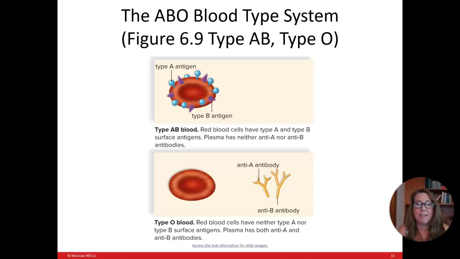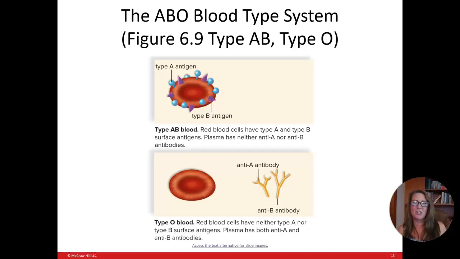So we have type AB. If I'm type AB, guess what? I have both those round glycoproteins and the spiky glycoproteins. And notice I don't have any antibodies. No anti-A, no anti-B, because if I did, it would attack my own red blood cells, right?